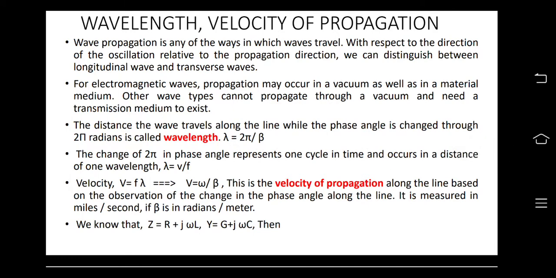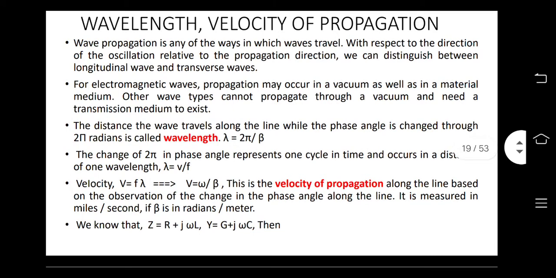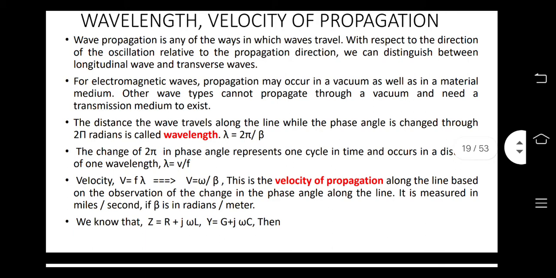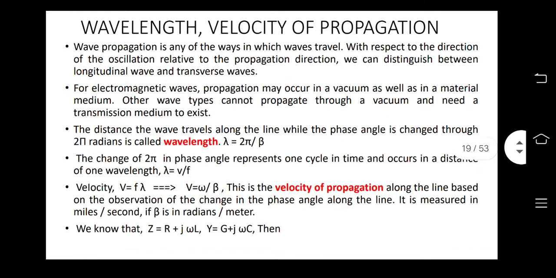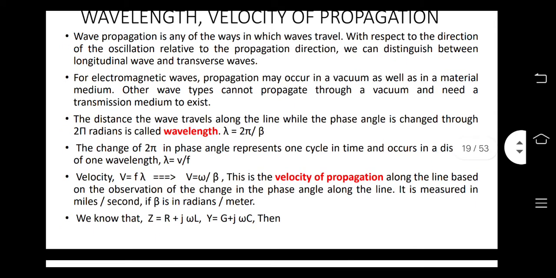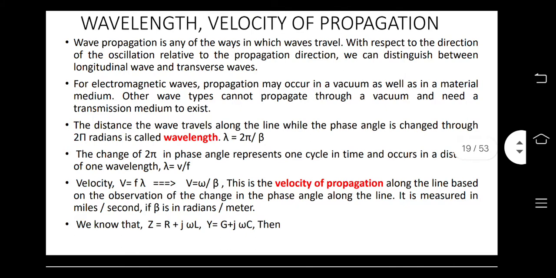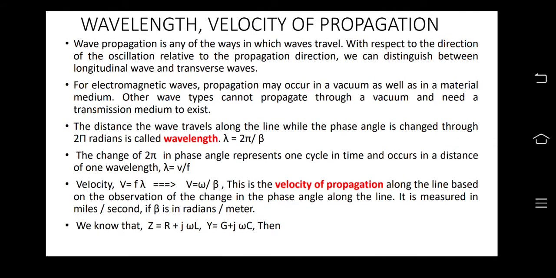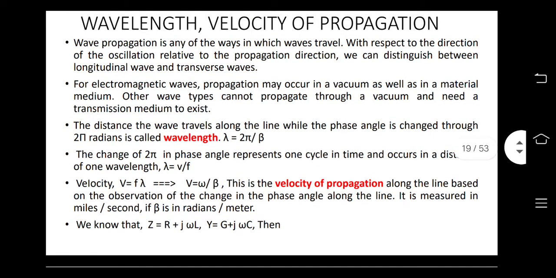So the distance the wave travels along the line while the phase angle is changed through 2 pi radians is called wavelength. So lambda is equal to 2 pi by beta. The change of 2 pi in phase angle represents one cycle in time and occurs at a distance of one wavelength. Lambda equals V by F. So by rearranging it, the velocity V is equal to F into lambda, which implies V equals omega by beta, where omega is 2 pi F.